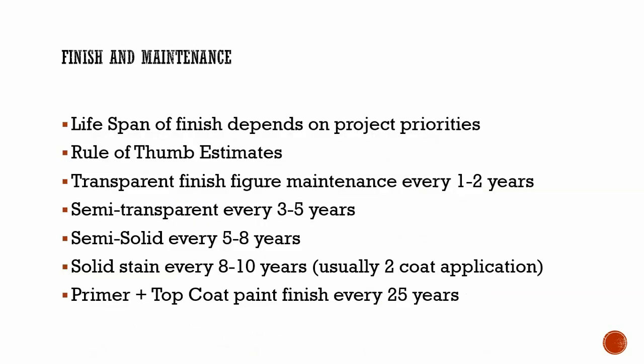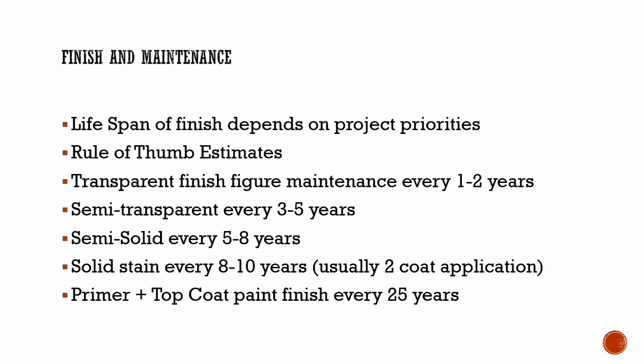Now, the first question I get from almost every wood lover is, how much maintenance am I going to have to do? And I always tell them maintenance depends on 2 things: the opacity of the finish and your love of the wood. So, rule of thumb estimates, if you're using a transparent finish, figure every 1 to 2 years. If you're going to try to preserve the natural wood look and you're going to use a transparent, you're going to be out there every year or 2. There's no way around it, especially if you use smooth face.